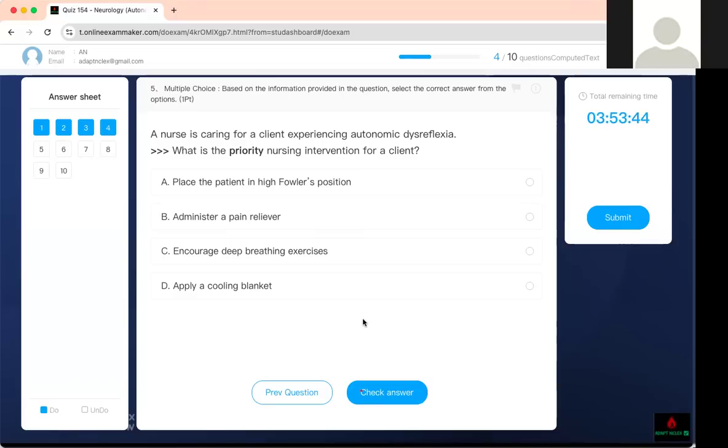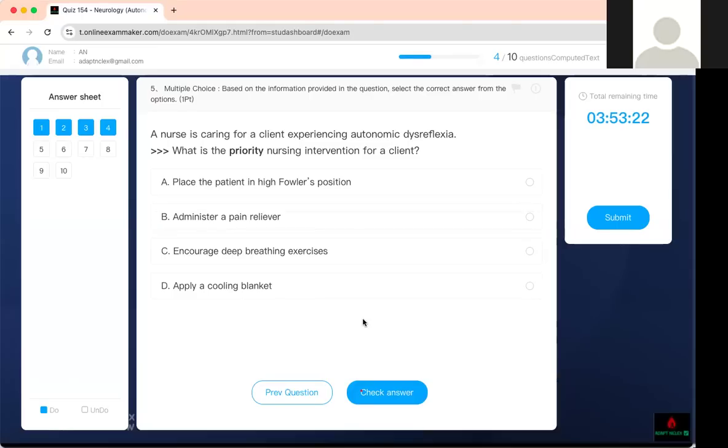Prevent further ICP pending injury. Place the client in high Fowler position. Give the patient pain medication. Encourage deep breathing and cooling blanket. I told you they have diaphoresis for the skin above. And the main problem is cardiovascular complication.